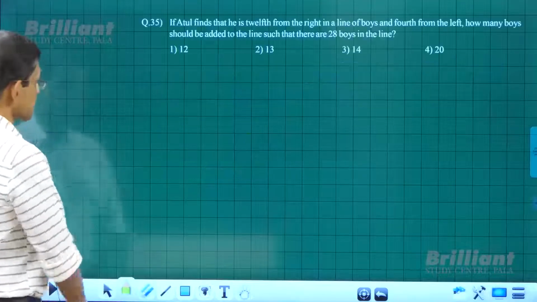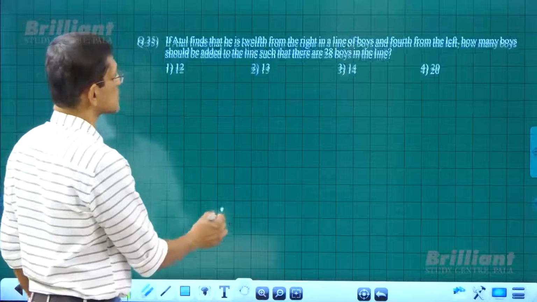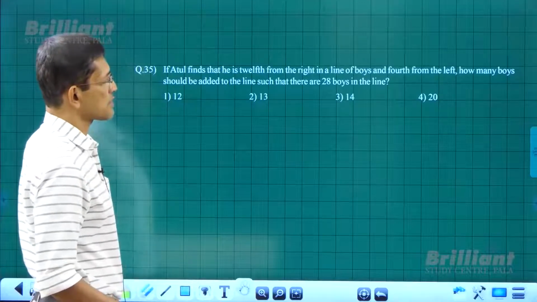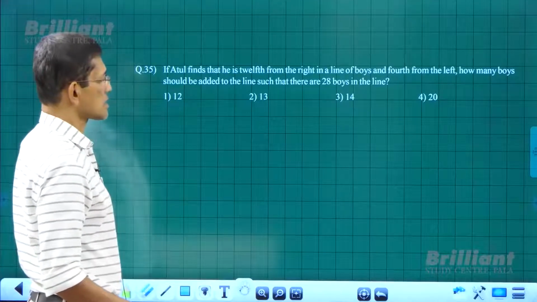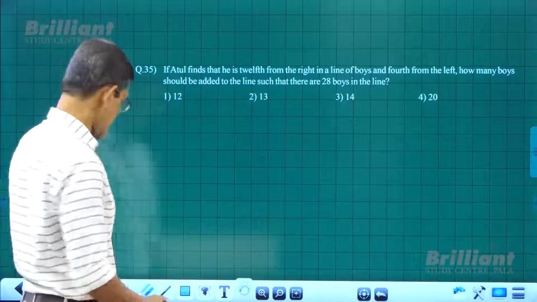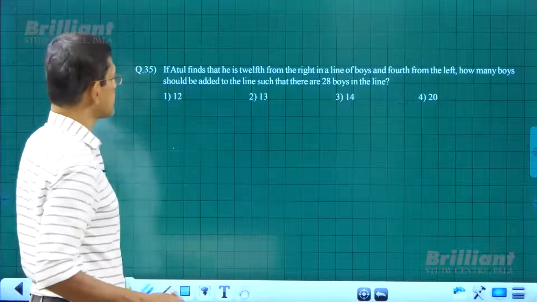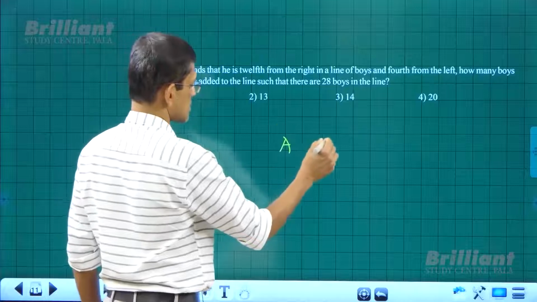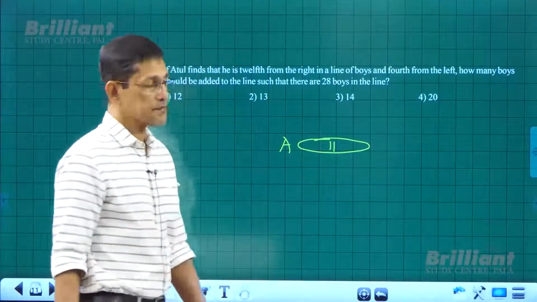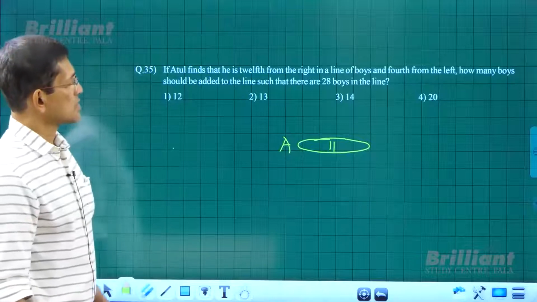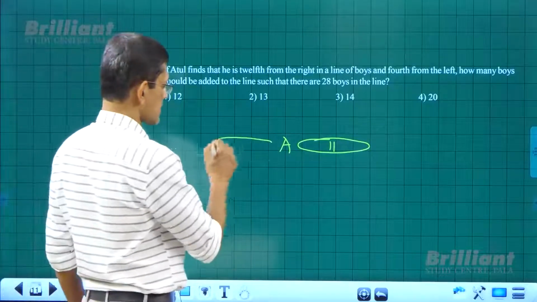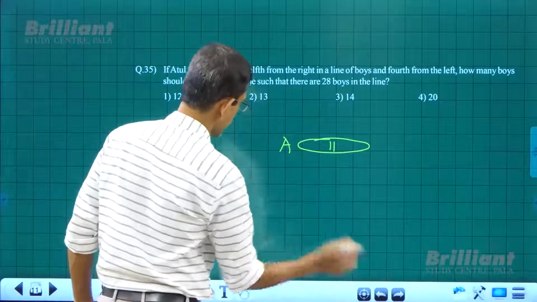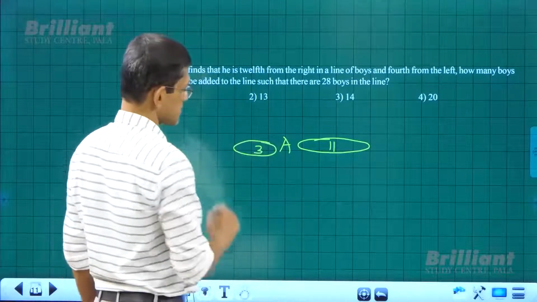Okay, fine. Number 35. Atul finds that he is 12th from the right in a line of boys and 4th from the left. How many boys should be added to the line such that there are 28 boys in the line? So first of all, we'll check how many boys are in the line. Atul is 12th from the right, which means to the right of Atul there are 11 boys. And at the same time, he is 4th from the left. That means to the left of him we'll have 3. 3 plus 1 is 4.